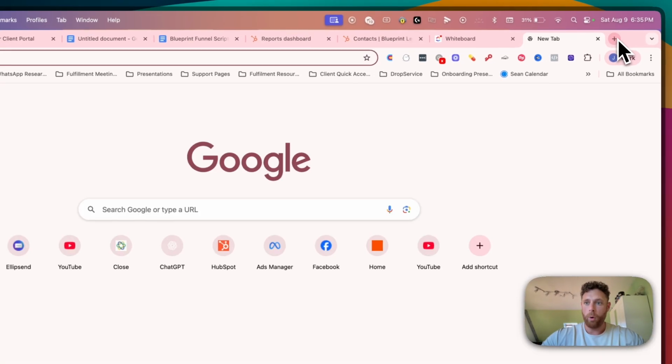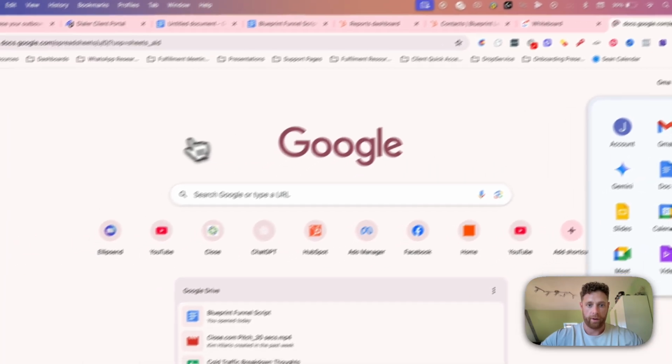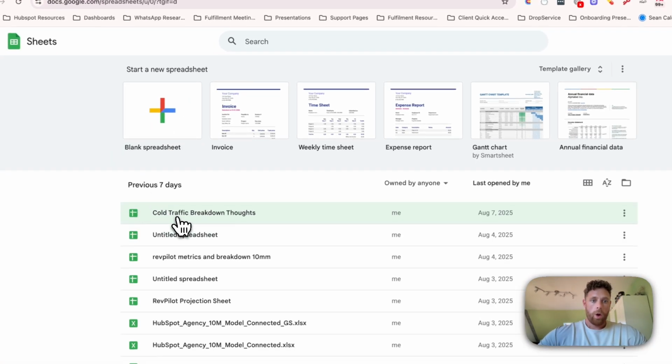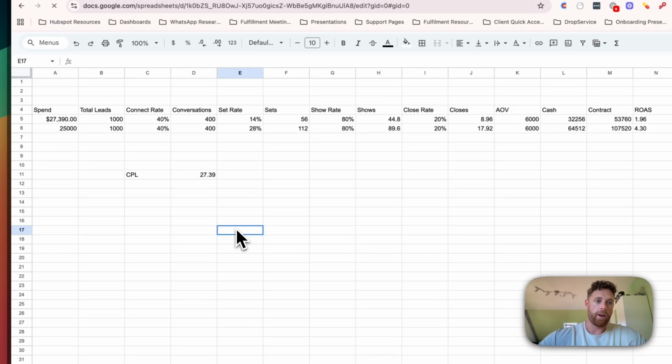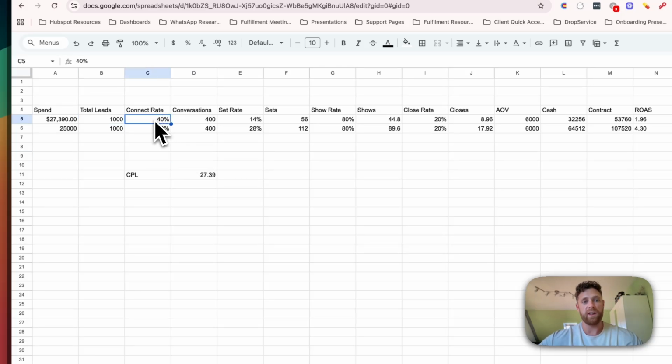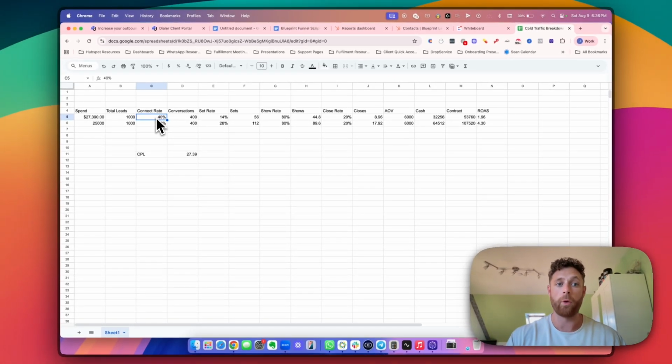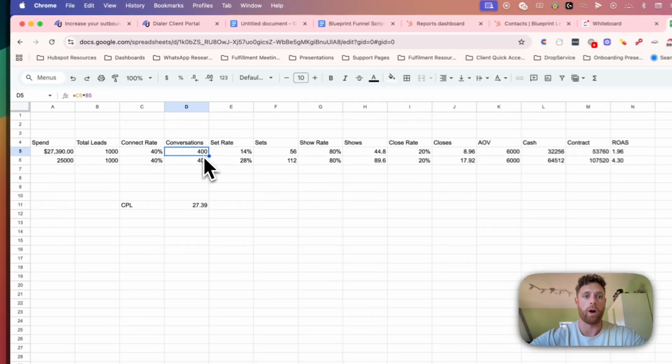Now, let me pull up a document real quick, because we always want to break this up. So if we have a CPL of $27.39, which I think is what the marketing team has been getting on the first rip of this challenge, let's say they spent $27,000 and got 1,000 leads. Right now our connection rate is roughly 40% of all leads that go in there. So that means there are roughly 400 conversations.